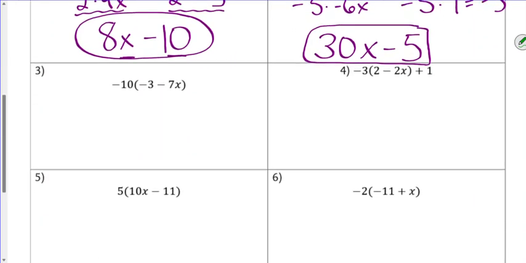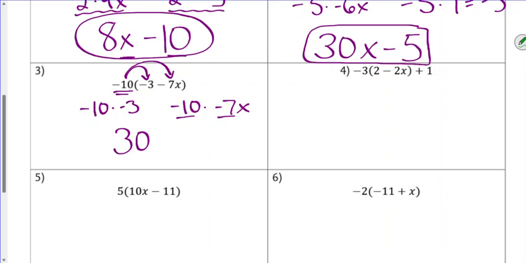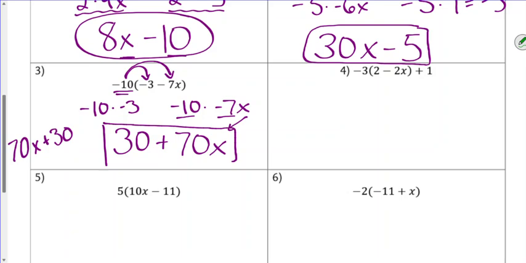On the next one, we have a negative 10 that we're distributing into a negative 3 minus 7x, or negative 7x. So negative 10 times negative 3, and separately negative 10 times negative 7x. Negative 10 times negative 3 is 30. Negative 10 times negative 7 is a positive 70. So I write that as plus 70. And again, it keeps its x. Most of the time you'll see this rearranged. You'll see the x term first, so you'll see 70x plus 30. But to me, these are equivalent. You're fine to write it either way. I'm just going to write it in the order that it's given. So that's 30 plus 70x.